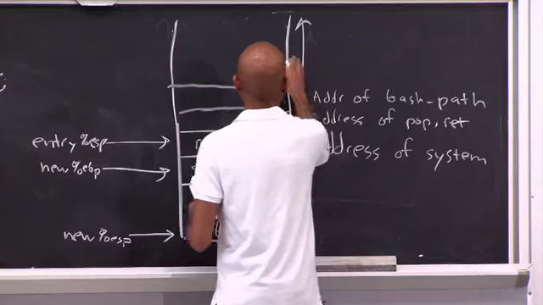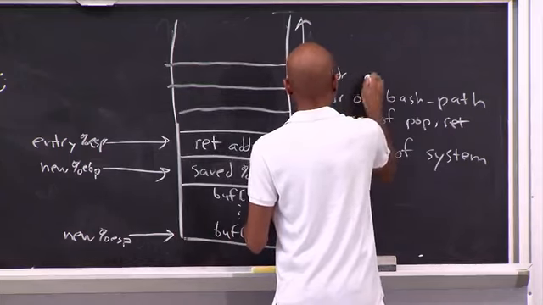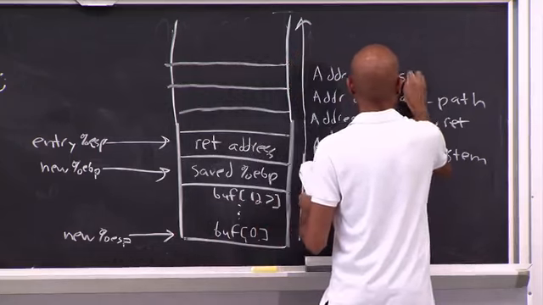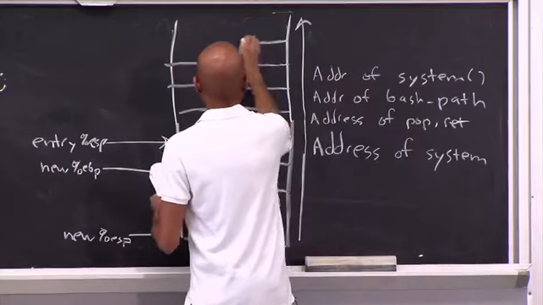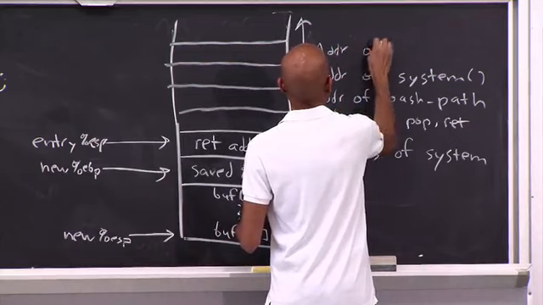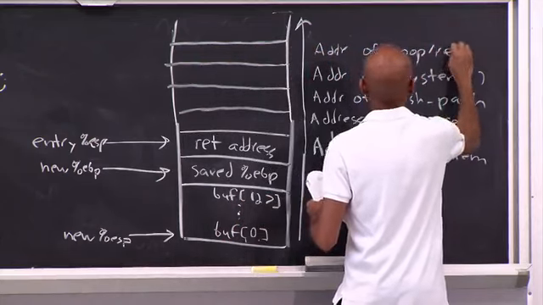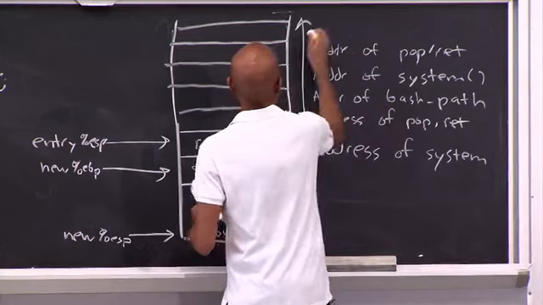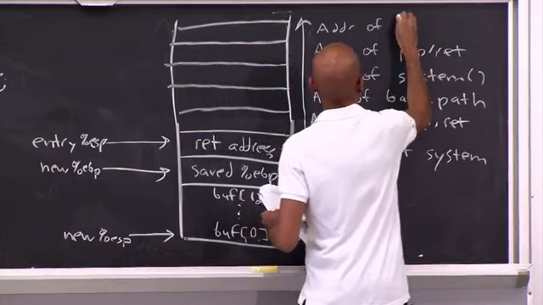And then we're going to repeat this pattern. So we're going to put the address of system, the address of the pop ret gadget, and then the address of bash path.